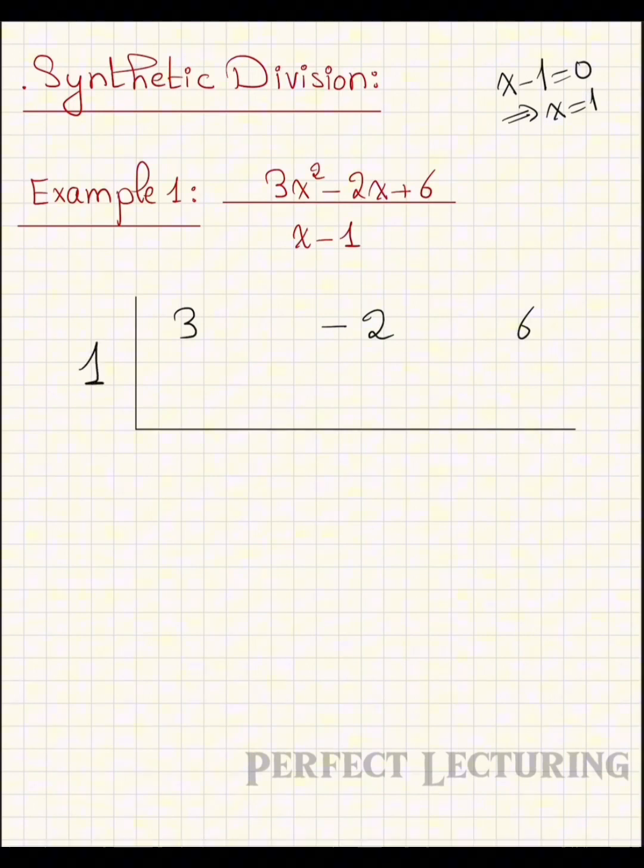Okay, let's start with the algorithm. I always move the first term down. So whatever the term is, I always move it down. Then the number that I get, I multiply by the 1 and then add it to the next term like this. So multiply, then add. Always like that. So 3 times 1 is 3, plus minus 2, that is a 1. The answer that I got, I write it here.